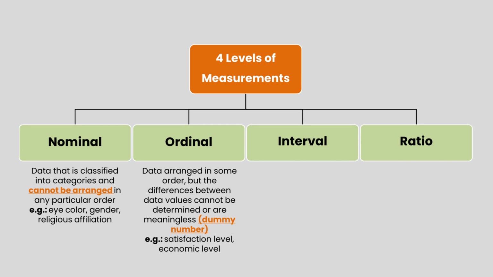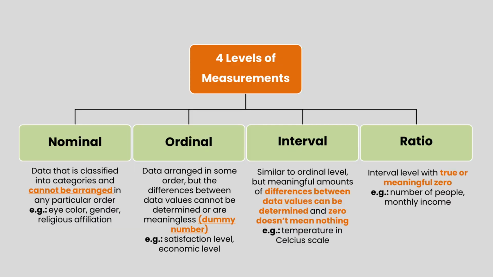The second one is the ordinal level of measurement. This is categorical data, but the data can be ranked or put in order. But the differences between the ranks might not always be the same or meaningful. For example, satisfaction level. Number 1 is not satisfied. Number 2 is averagely satisfied. Number 3 is satisfied. Number 4 is very satisfied. We can put them in order, but the differences between 1 and 2, 2 and 3, 3 and 4 are meaningless. Or I can say the number is only a representation, not the real value of the number.